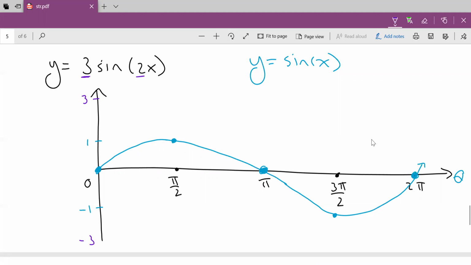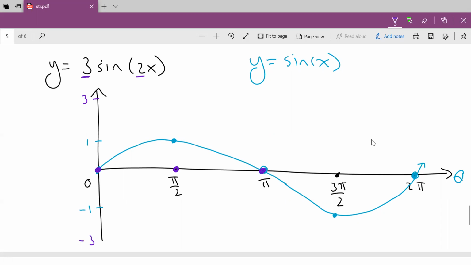Now, here's what I'm going to do. I'm going to use the pattern from my previous graph. I'm going to horizontally stretch all of my theta intercepts. Well, 0, 0 is invariant. That's not going to change. But pi will move to pi half. It's divided by 2, right? Or multiplied by a half, however you want to think of it. 2 pi is going to go to pi.